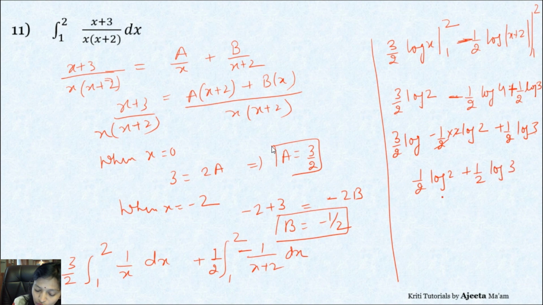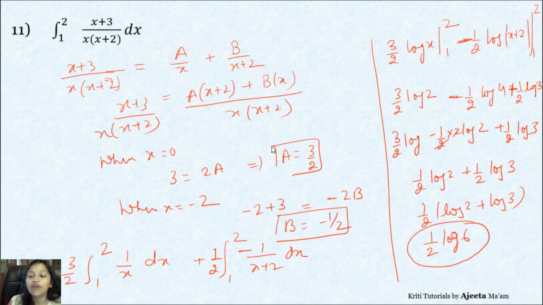So use the property of log again. Log 2 plus log 3. So what will you get? Log AB. So which is half log 6. That's your final answer. So this is how we take up the question of partial fraction.